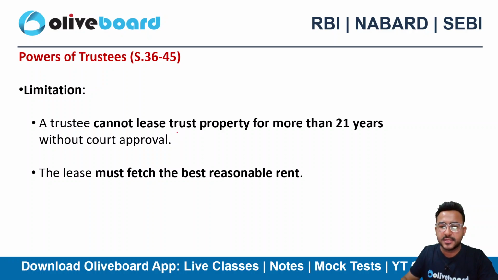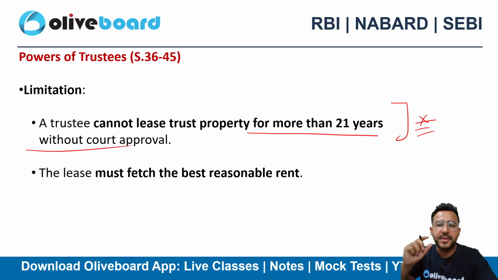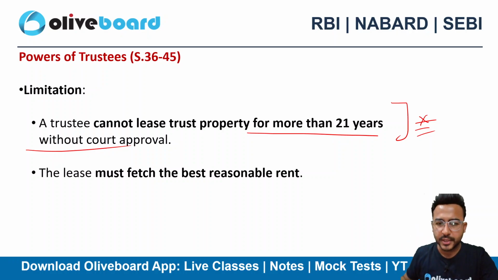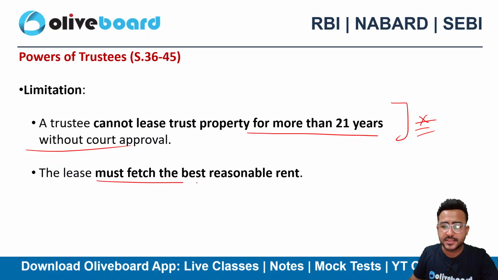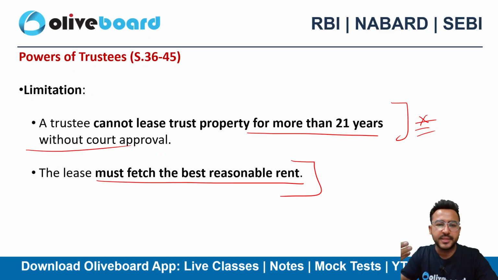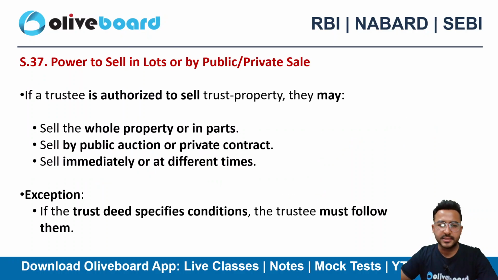Trustee cannot lease the trust property for more than 21 years without court approval. Now that is important. You must be aware of that. Wherever limits come in, right? Applicability, limits, all these things become important. So as a trustee, I cannot lease that trust property for more than 21 years without court approval. For that I will need court approval. Okay? The trustee must fetch the best reasonable rent for it. If I am giving something on rent, I should make sure to fetch the best reasonable rent.